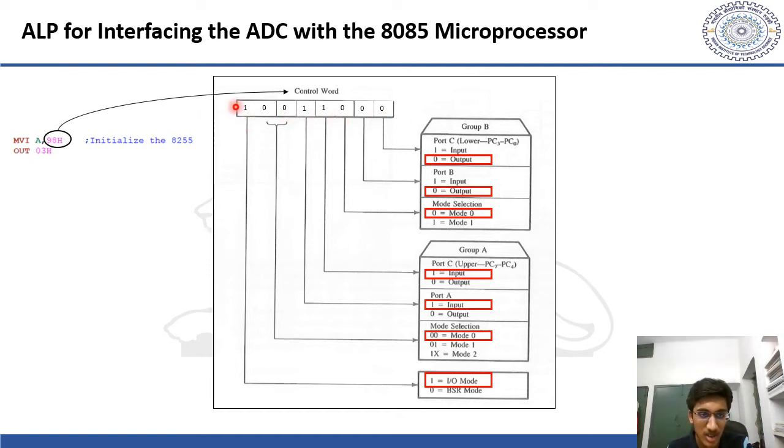The 1 at D7 indicates that we are setting the I/O mode. Then we note that Group B and Group A are in mode 0, which means it is a simple I/O mode wherein ports A, B, and port C upper and C lower can function as either an input port or an output port. Port A and port C upper, as we've already discussed, have been configured as input ports here, whereas port B and port C lower have been configured as output ports.